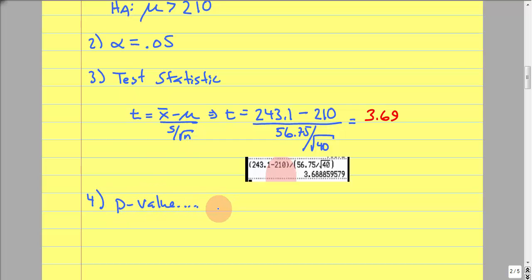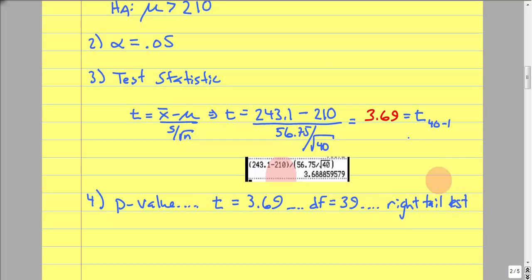Now for the p-value, I need to know a couple of things. First of all, this is a t-value, and it's based on, here's 40, so this is based on 40 minus 1 degrees of freedom. So I need my t is equal to 3.69. I need to know that my degrees of freedom are equal to 39, and I need to know this is a right tail test. So with all of this information, I should be able to calculate my p-value.